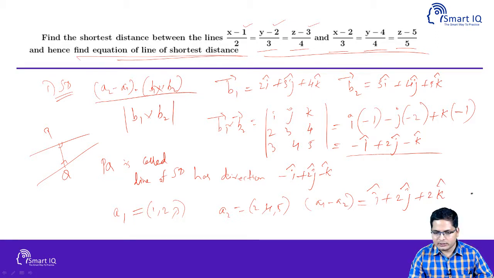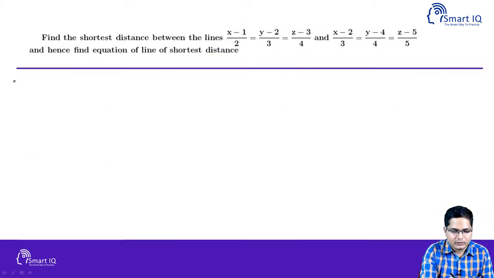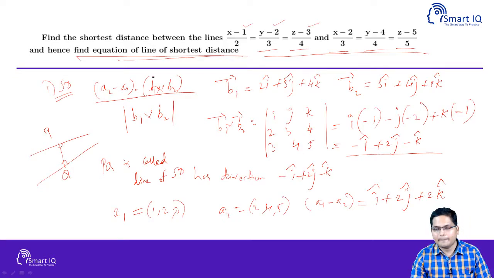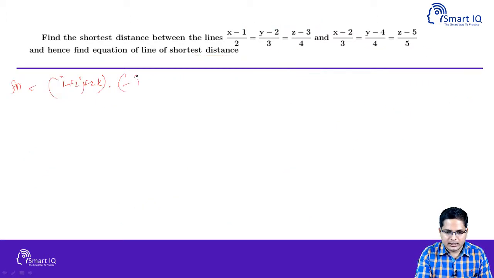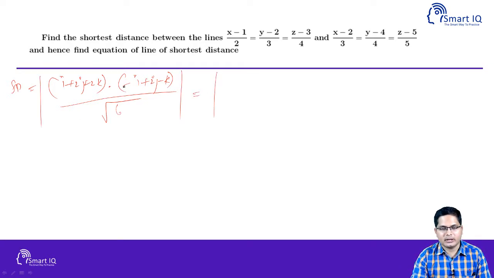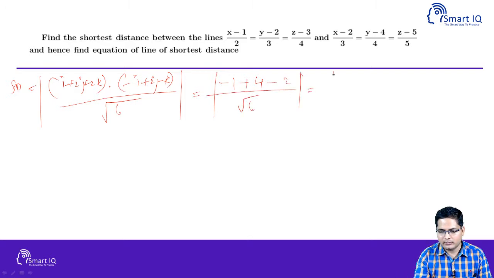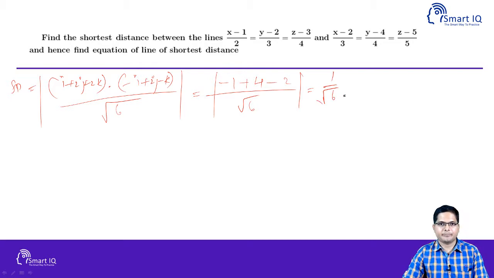Now let us find the shortest distance. So let us use the formula. Shortest distance is i plus 2j plus 2k dot with the direction. What is the direction you got? Minus i plus 2j minus k, divided by the magnitude. What is the magnitude? 1 plus 4 plus 1, root 6 with mod. Now take the dot product, the sum of corresponding products. So minus 1 plus 4, correct, minus 2, divided by root 6. It is nothing but 1 by root 6. So this is the shortest distance.